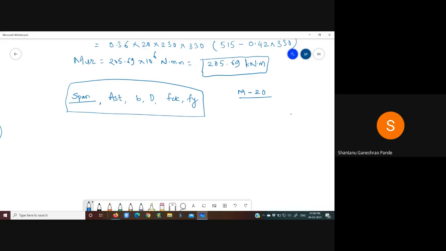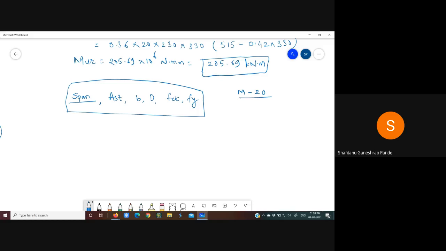So minimum M20 grade of concrete you have to use, and steel available in the market will be Fe 450, Fe 500, Fe 550, then 550D, 600, 650. So different grades of steel are available in the market. Depending on the structure you are going to build, whether it is a multi-story building, a bungalow, or a row house, you have to decide which grade of concrete and steel you are going to use. All the things depend on the type of structure, where you are going to use it.